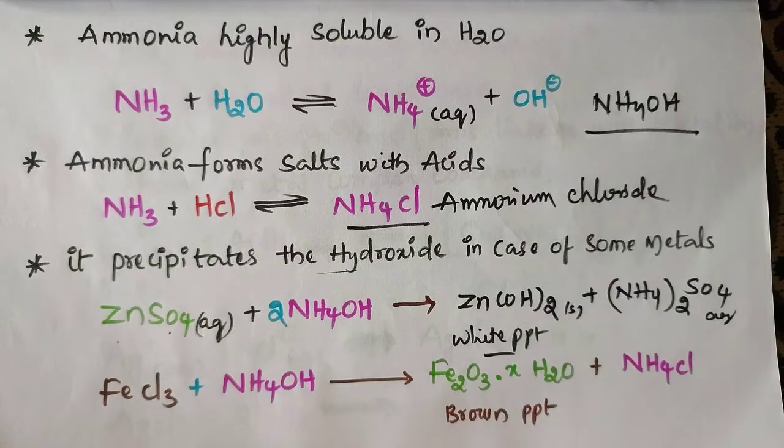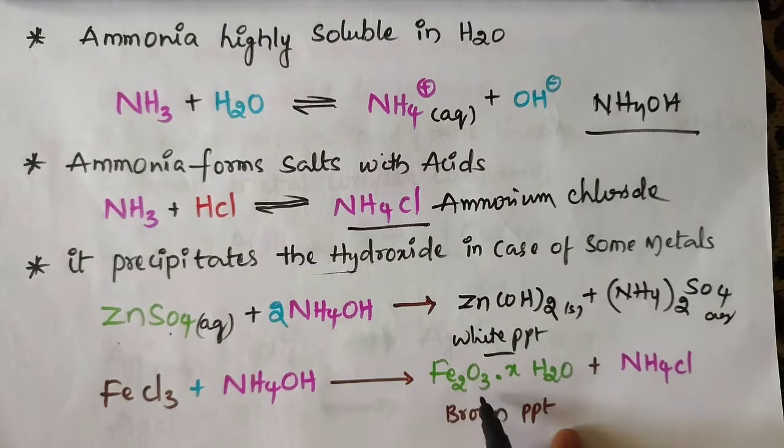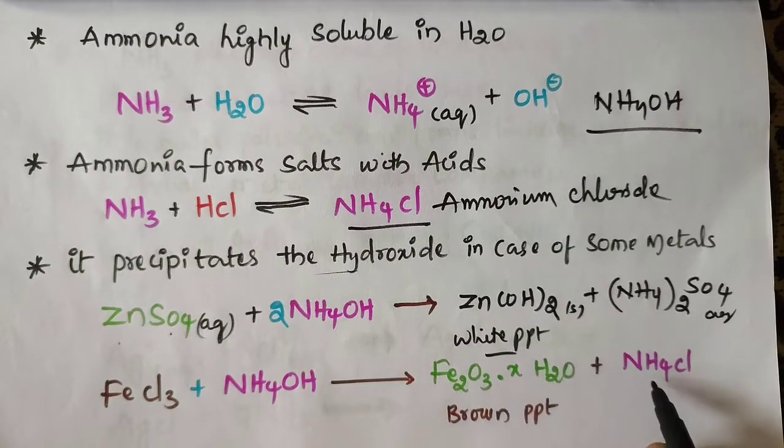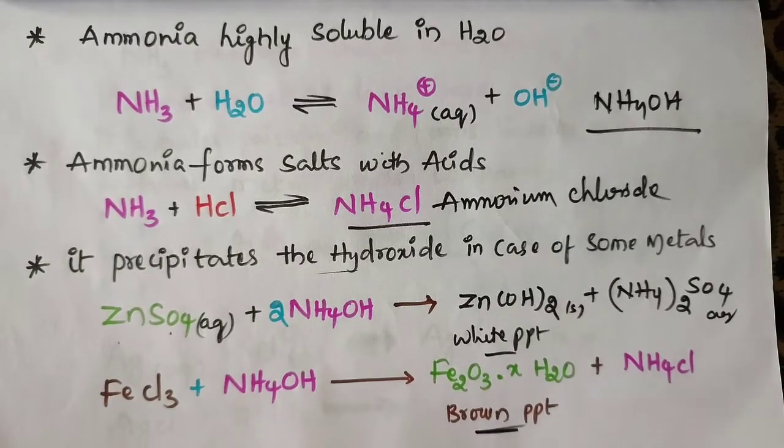And FeCl3, iron chloride, FeCl3 with ammonium hydroxide, that means aqueous solution of ammonia, we get Fe2O3·xH2O plus ammonium chloride. The brown color PPT appeared.